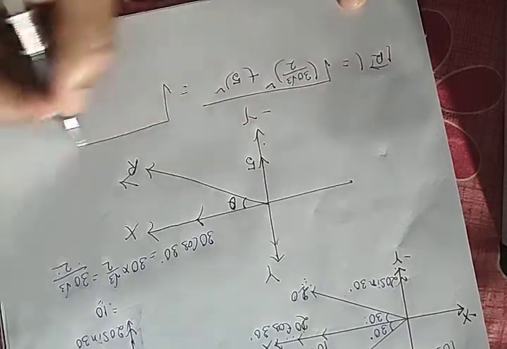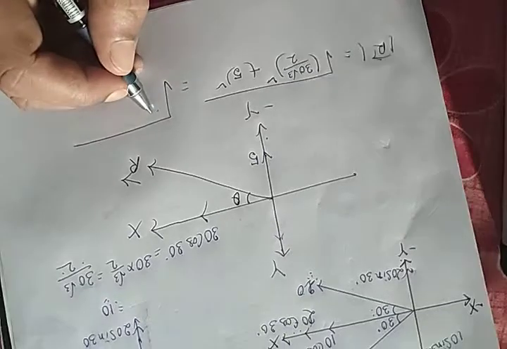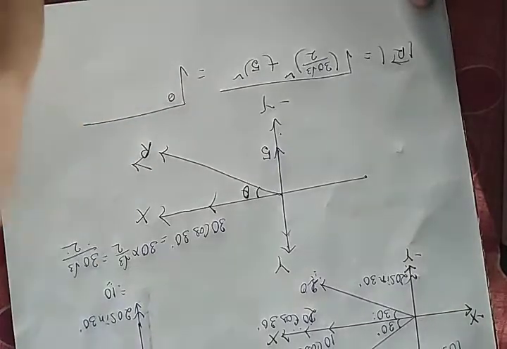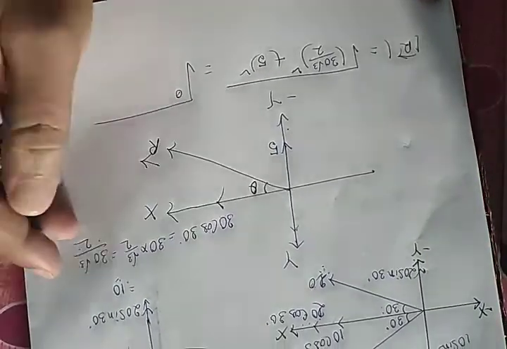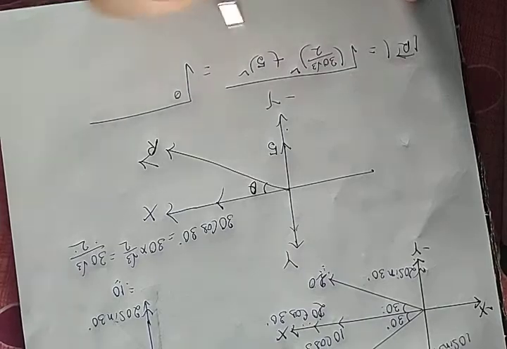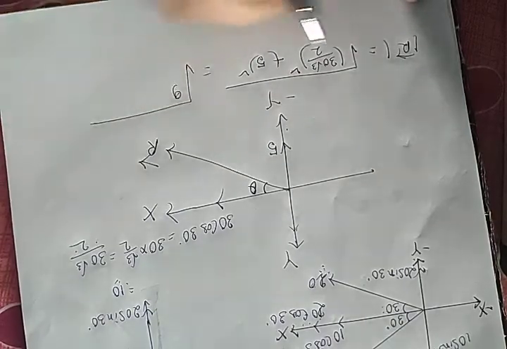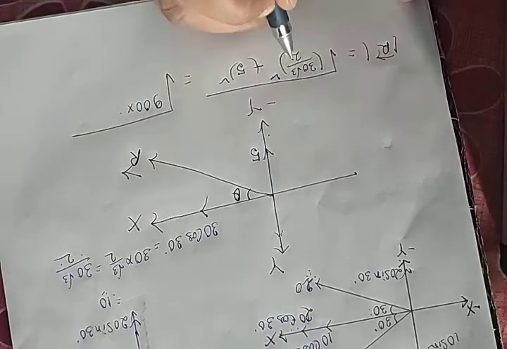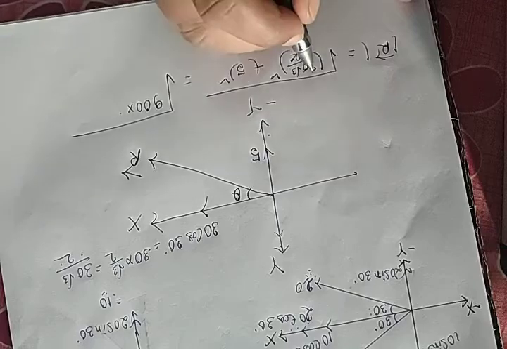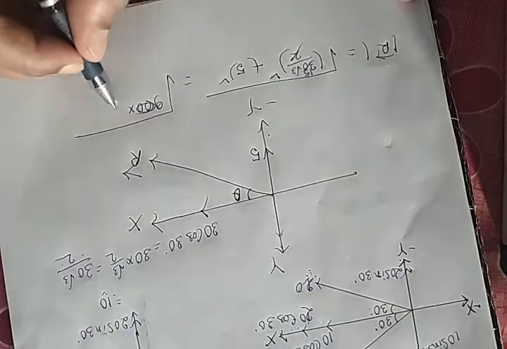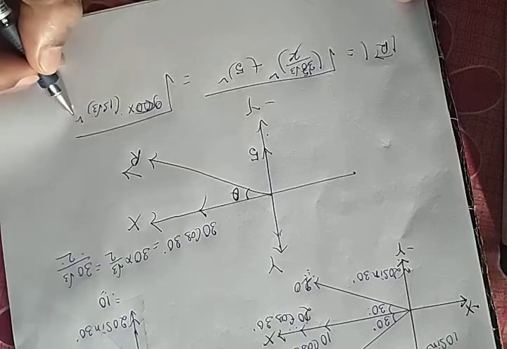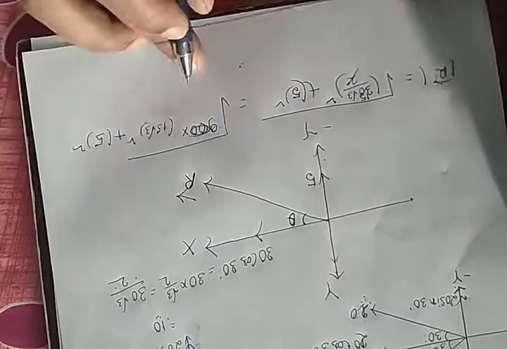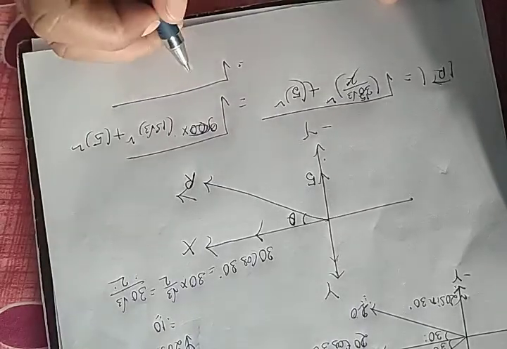So let us simplify a little bit. 30 root 3 by 2, so just cancel, 30 divided by 2 is 15, so that means 15 root 3. So that means 15 root 3 squared plus 5 squared. So 15 squared is how much?